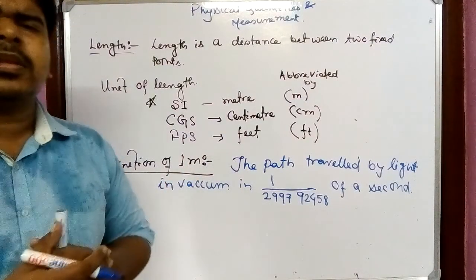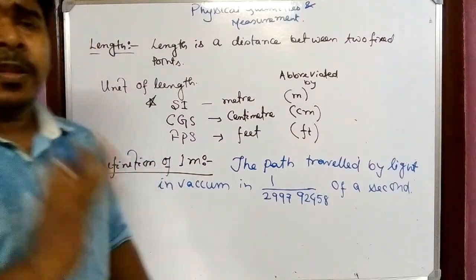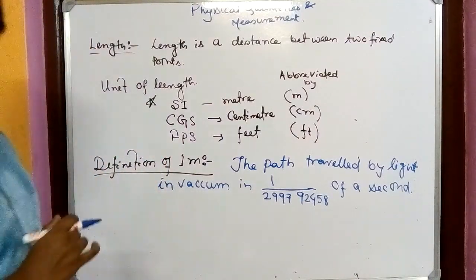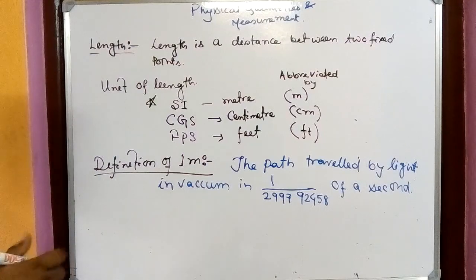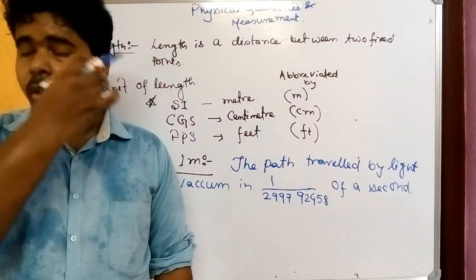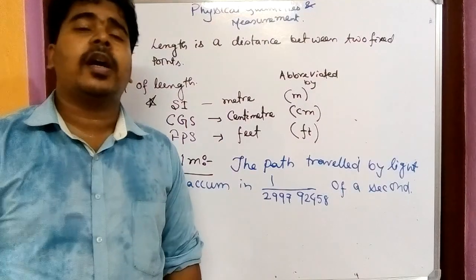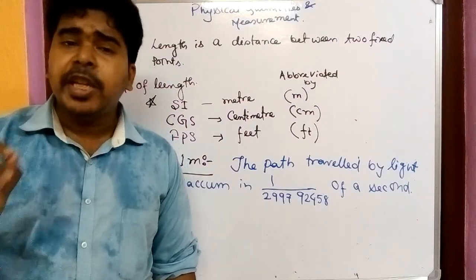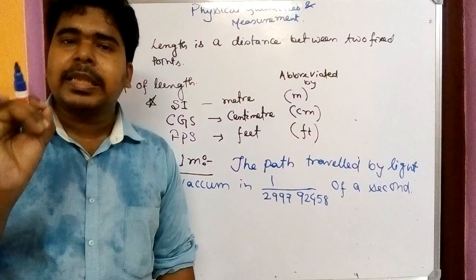Now you may ask, sir, where does this come from? See, I will make you understand one very common thing. We all know from general knowledge, or previously in class 5 science, that the speed of light is the maximum.